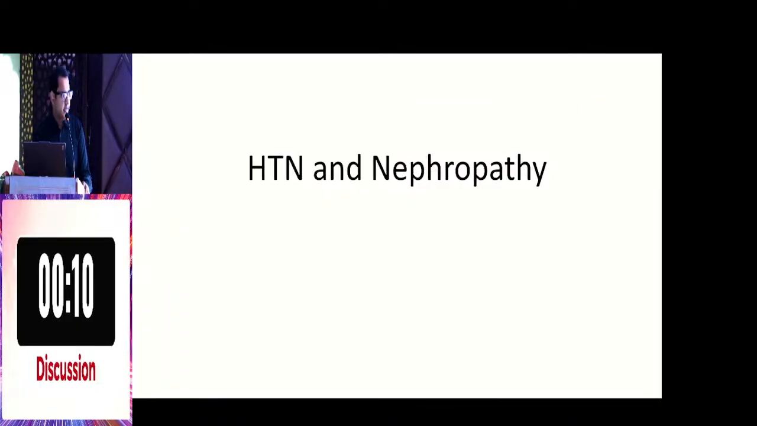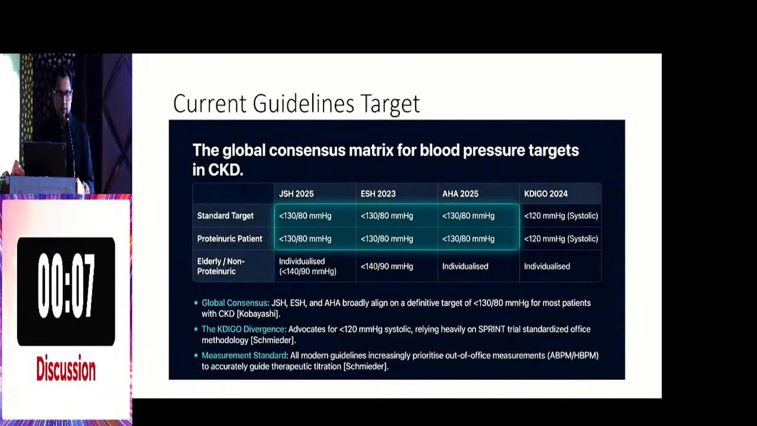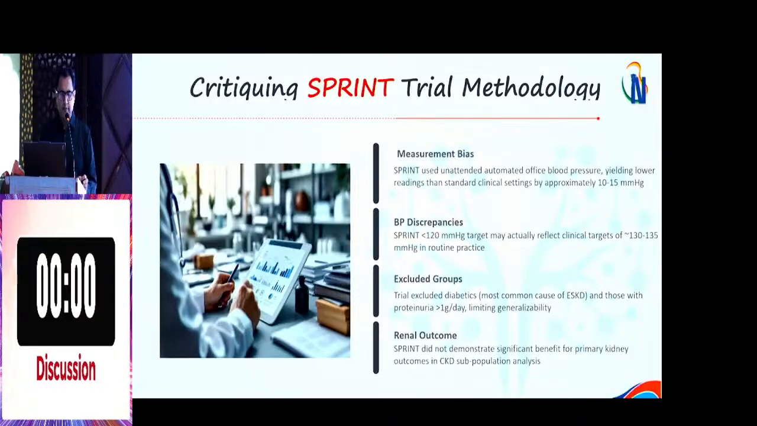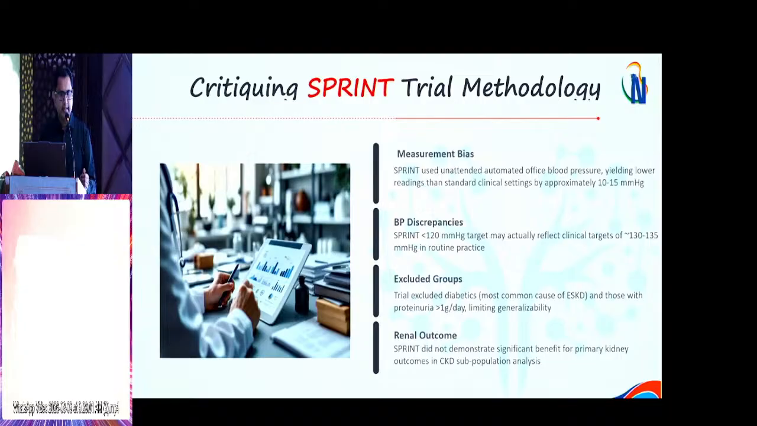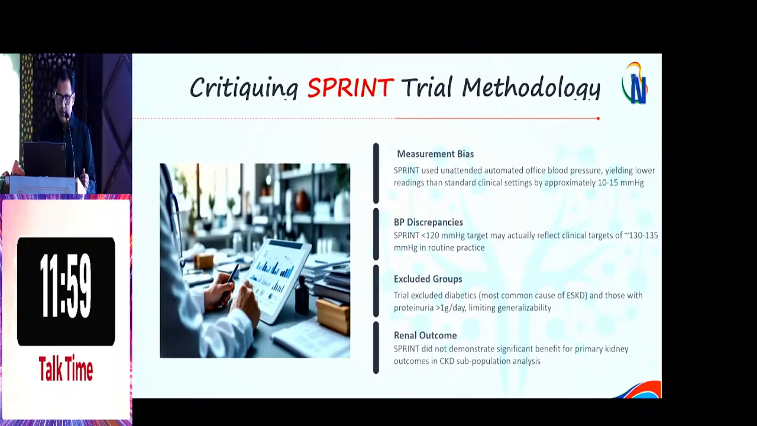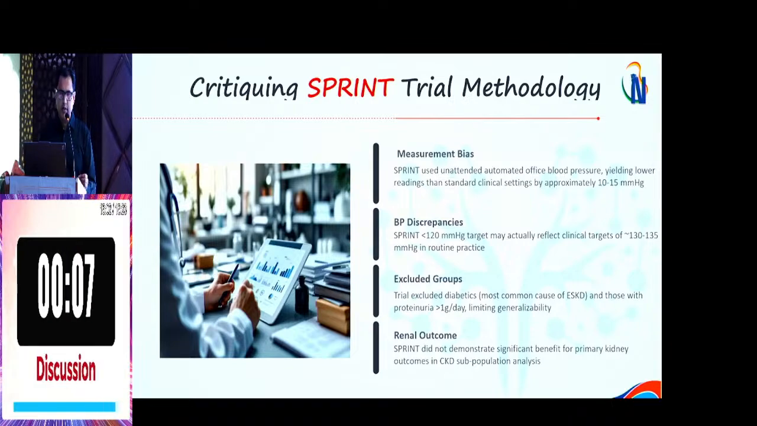Now my second part of the presentation is hypertension and nephropathy. So all the major guidelines align on a definitive target of less than 130/80 for most patients, and KDIGO has given a target of less than 120, because they rely heavily on the SPRINT trial. When we critically analyze the SPRINT trial, they used unattended or automated office blood pressure, which yields lower readings than the standard clinical settings by approximately 10 to 15. They excluded the diabetics and proteinuric patients, so it is very difficult to generalize these results to every patient. And most important, it did not demonstrate any significant benefit for primary kidney outcomes.